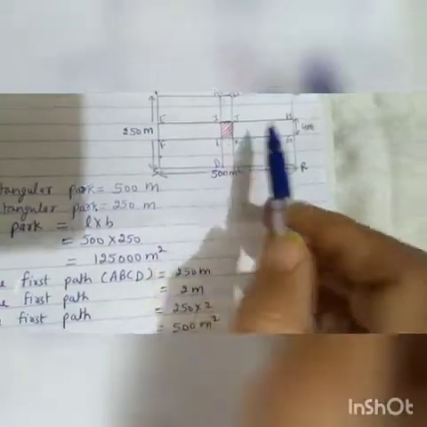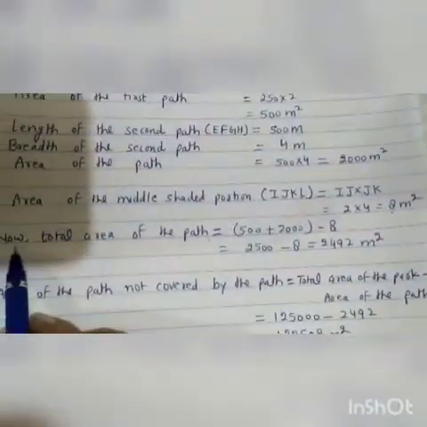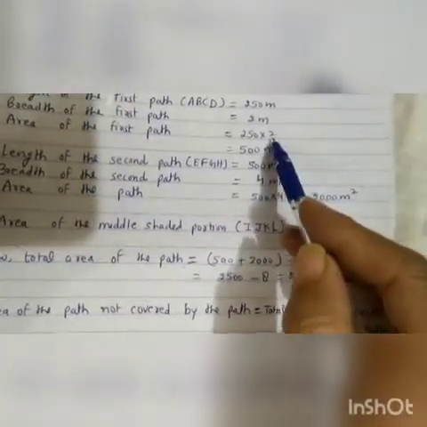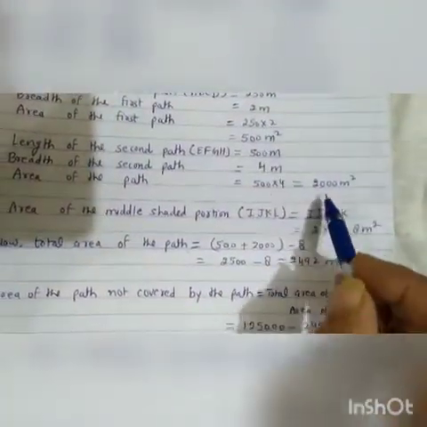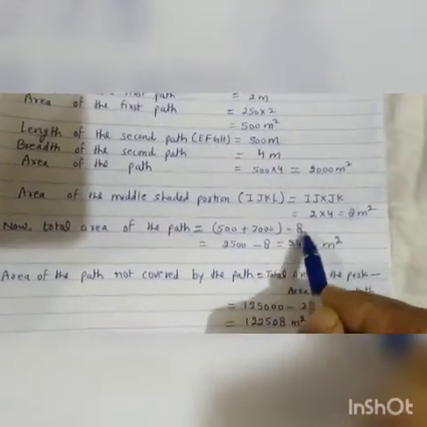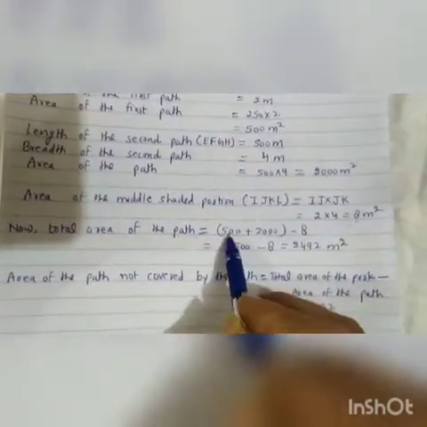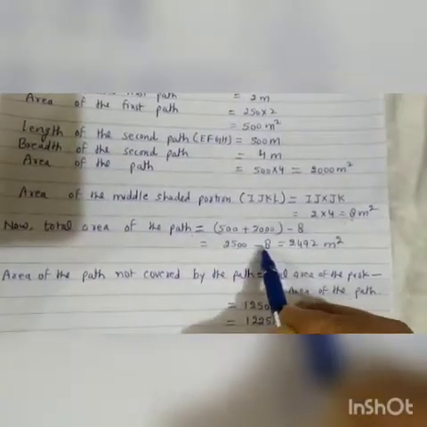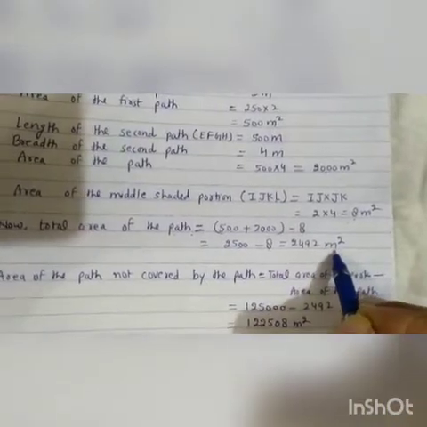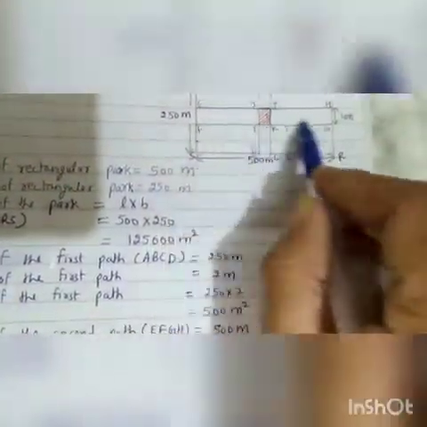in both the paths. So the total area of the path is equal to 500, this 500 area of the first path, plus this area of the second path, 500 plus 2000 minus 8, this middle portion. So it is 2500 minus 8. When we subtract it, we get 2492 square meter. This is the area of these two paths only.